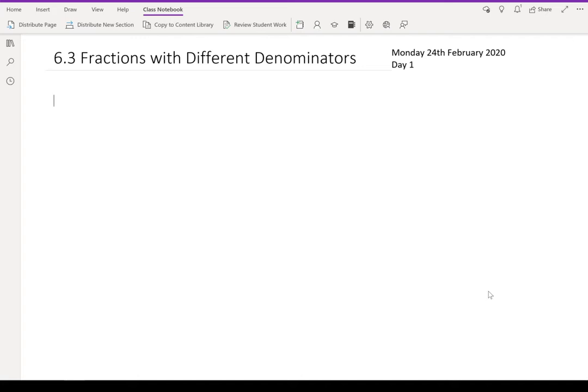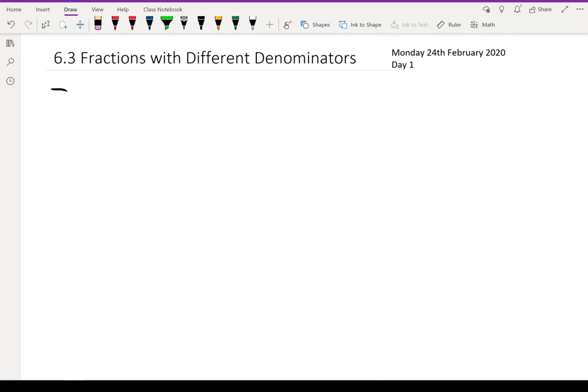So today we're looking at fractions with different denominators. Last lesson, we just reviewed how to add and subtract fractions with the same denominators. And today it's going to be fractions with different denominators. So let's start out with an example. I'm going to start straight away with an example.